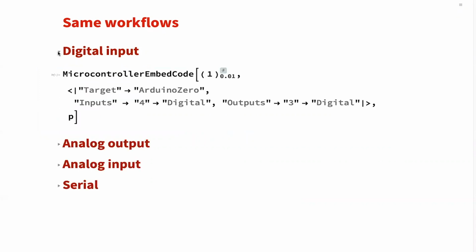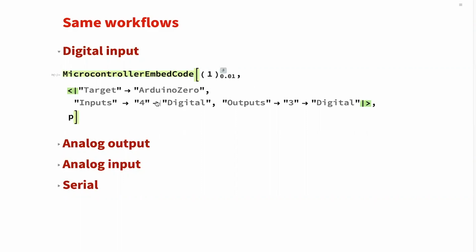So the workflow, as I said, is pretty much the same for all the other basic examples too. Following that same usage of microcontroller embed code, here I still have the output as the third digital pin, but the input, I'm going to take a digital input from the fourth pin. My target is still the same, and the core computation is just a gain of 1. So whatever input here, I'm going to send it out to the output.